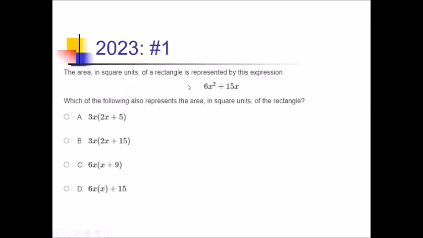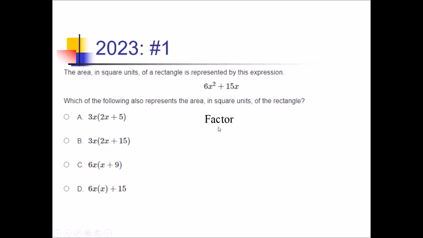On this problem, we're told that the area in square units of a rectangle is represented by this expression, 6x squared plus 15x. We want to know another way of representing that area for the rectangle. So basically, we're just being asked to turn this into a different form. Looking at all the answer choices, we've got all these parentheses going on, so it looks like one way we might be able to change this up is to factor it.